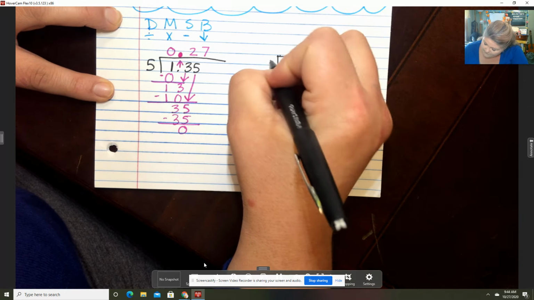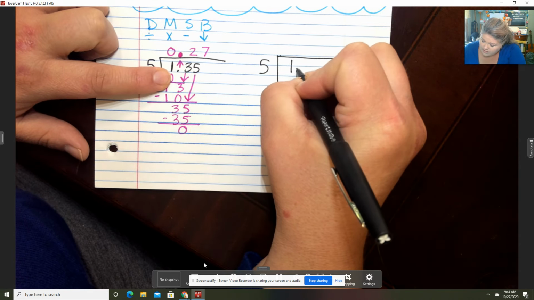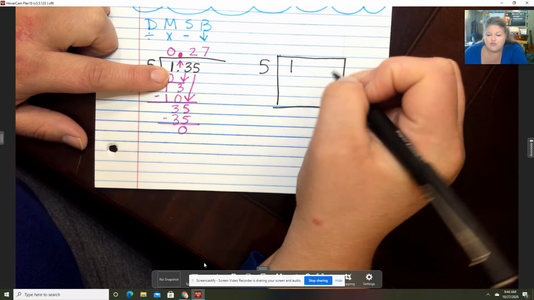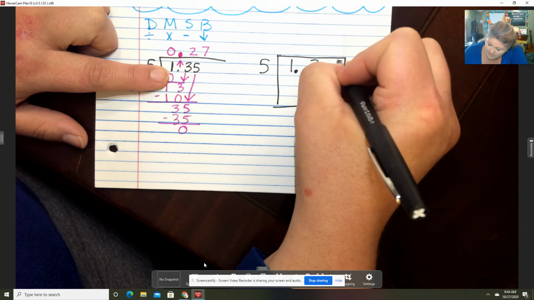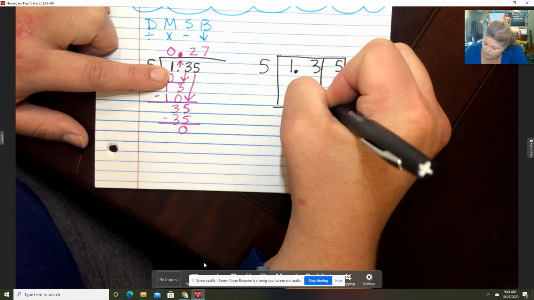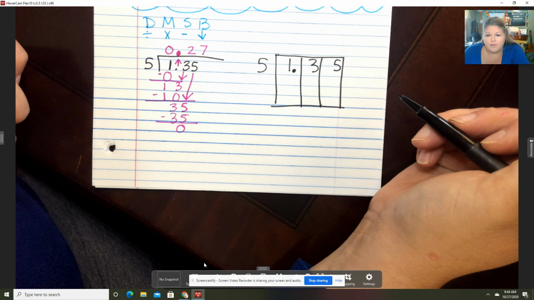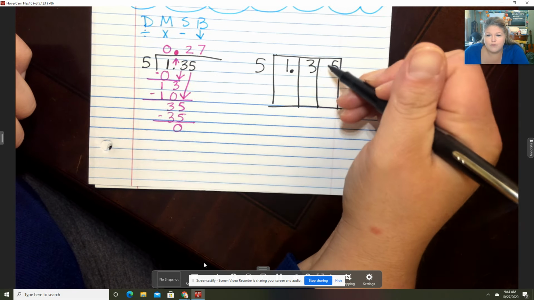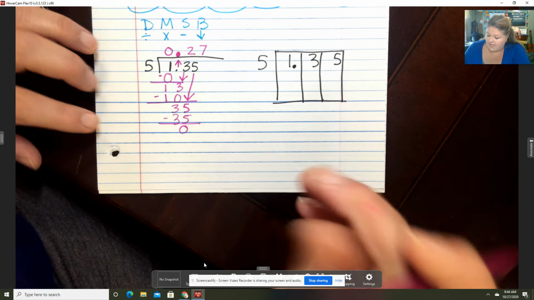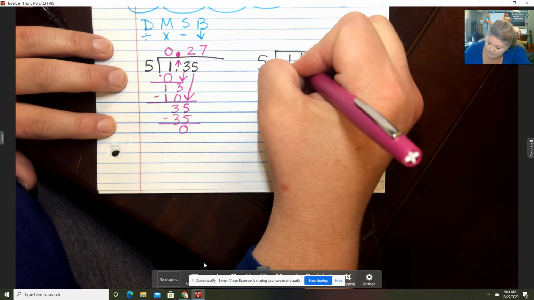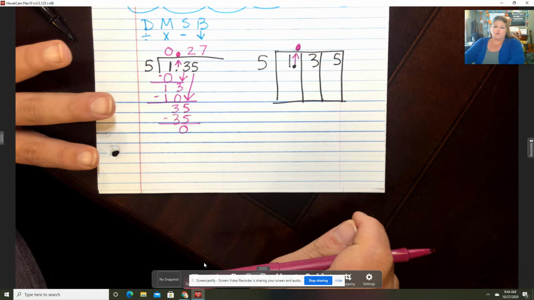And then you put your 5 on the outside and write your number. So I've got 1. The only thing with this is that you have to make sure that you put your decimal with the number. 3 and 5. And then just draw lines at your numbers. You got to make sure that you leave a little room in front of them. And then the same thing. Bring up that decimal. Make it big and pronounced so you know that's where your decimal's at.